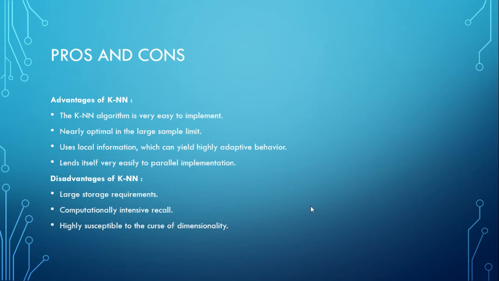The pros and cons of KNN: the KNN algorithm is very easy to implement. It is very good for a very large sample of data, it has a very adaptive behavior, and you can easily do parallel implementation. The KNN also has disadvantages: it requires a large storage area, the computation is intensive, and it's highly susceptible to the curse of dimensionality.